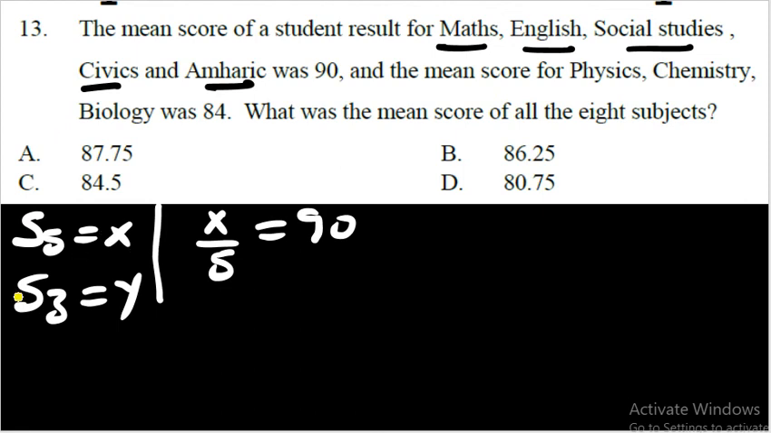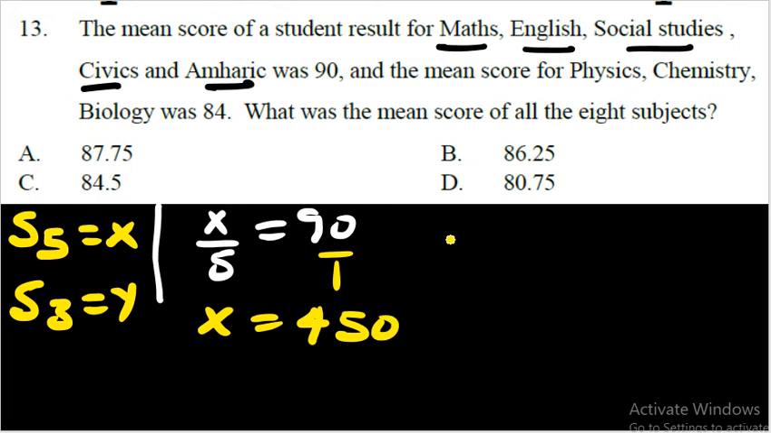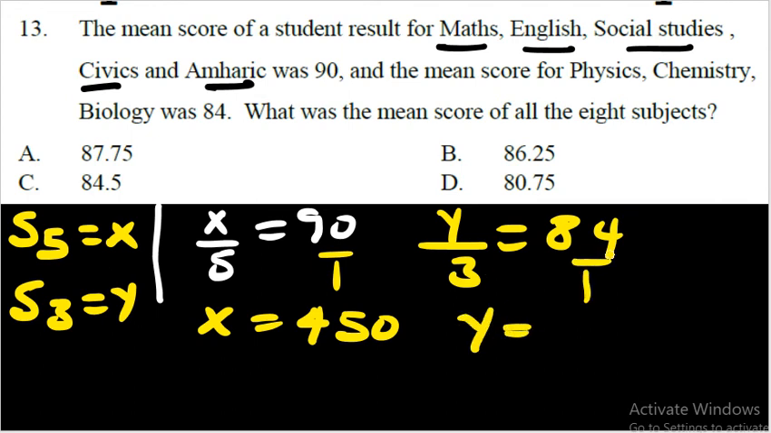Let's write this in another color to make it clearer. The sum of 5 is equal to x, and the sum of the 3 is y. From here we can get x. x is equal to, by crisscross, this over 1, 5 times 90 will be 450. Again, y over 3 is also given to you as 84. So by crisscross you can get the y value. 3 times 4, 12. You have 1. 3 times 8, 24, plus 1, 25. 252.